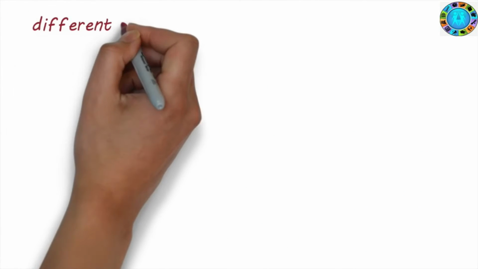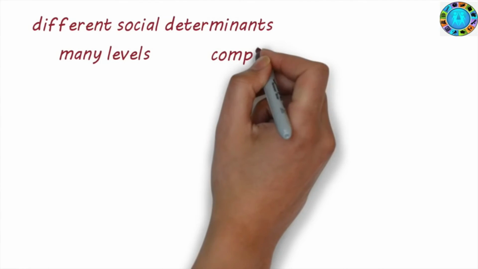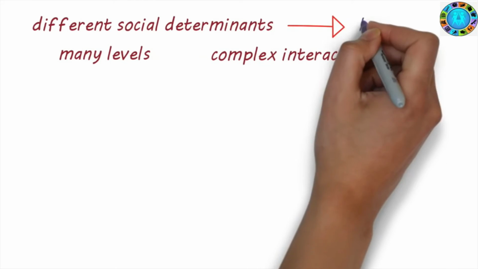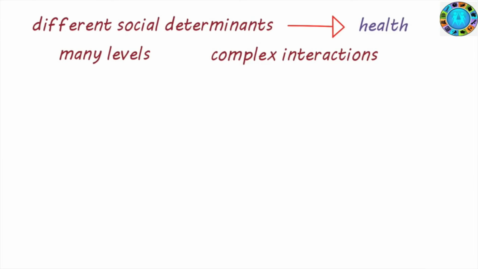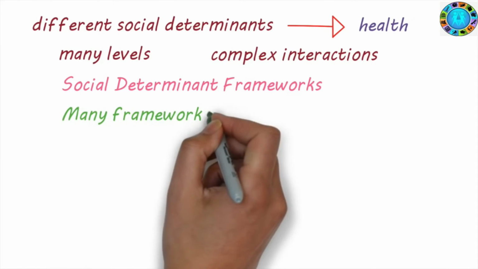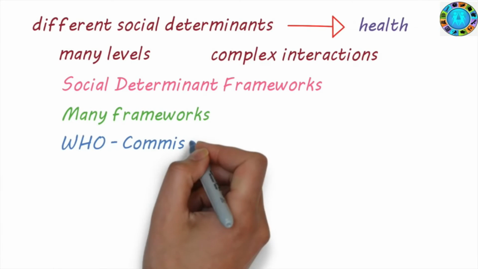Now, there are many different social determinants of health, working across many levels and with complex interactions between them. So, to understand and explain how these determinants influence and interact with each other to affect health and well-being, several models or frameworks have been proposed. There are many different frameworks that do this. But let's have a look at one useful framework developed by the World Health Organization.